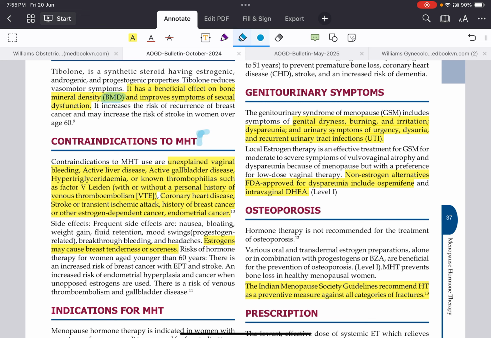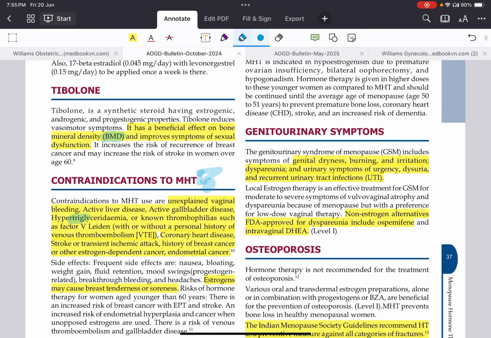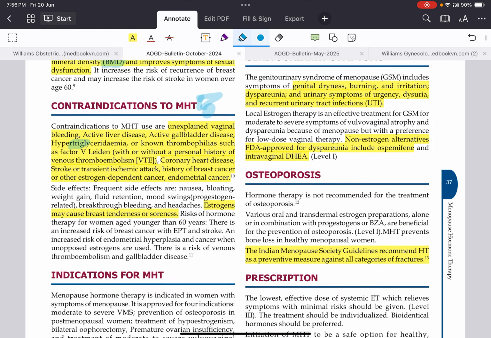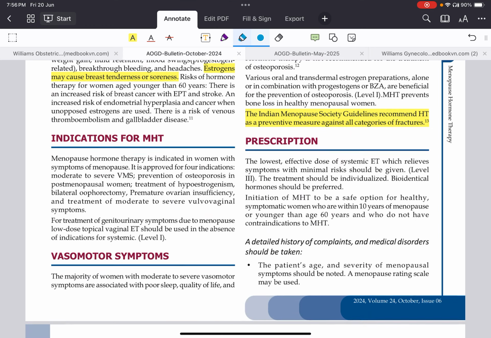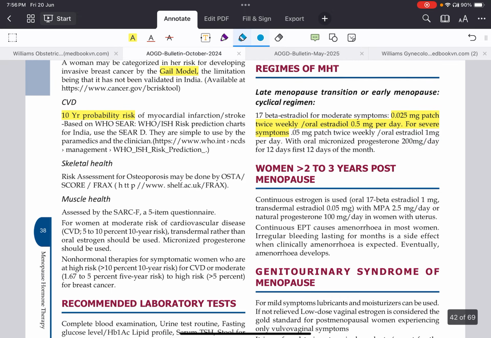Contraindications of MHT are all the liver disease, gallbladder disease, any hypertriglyceridemias. Okay, these are contraindications. Basically, you can write the OCP's contraindications only. GSM also improves by this. Osteoporosis also improves by MHT.